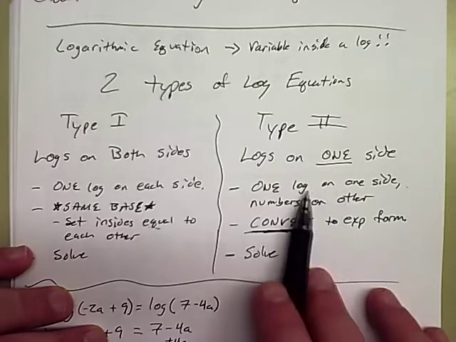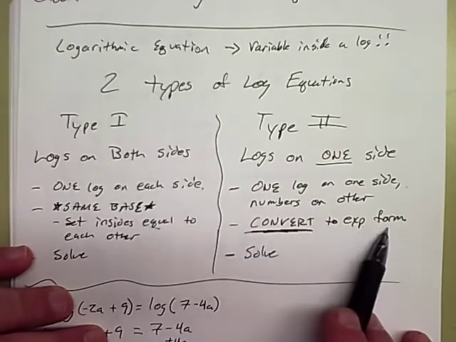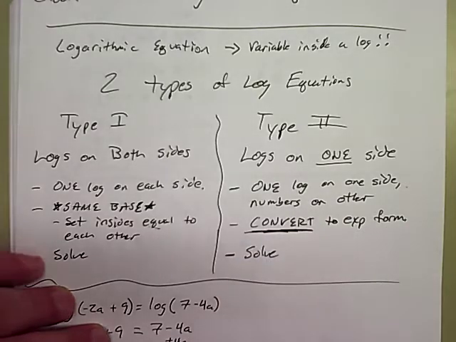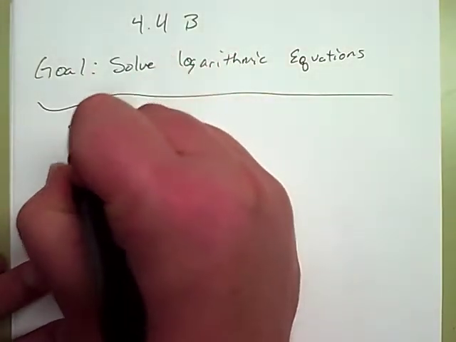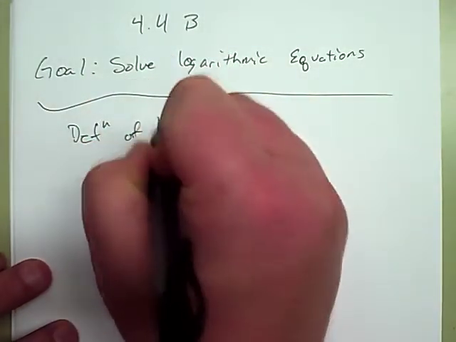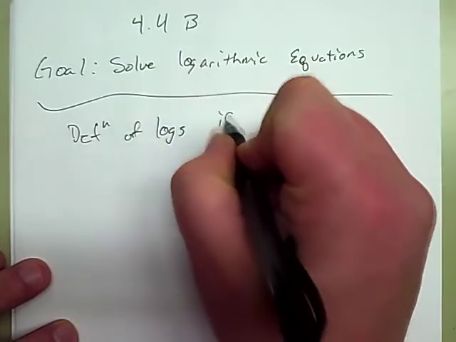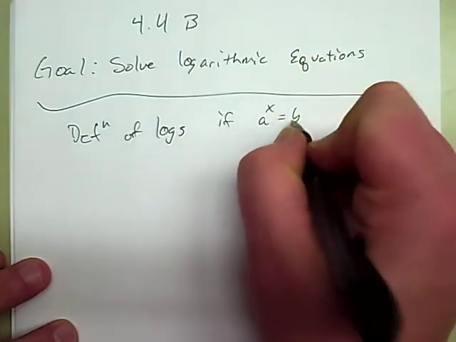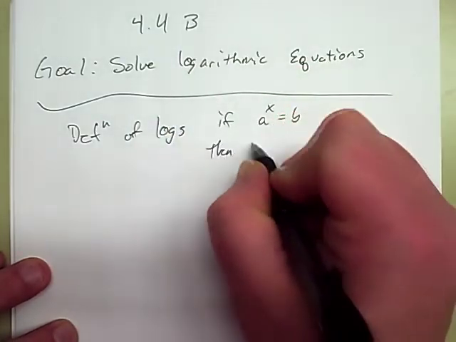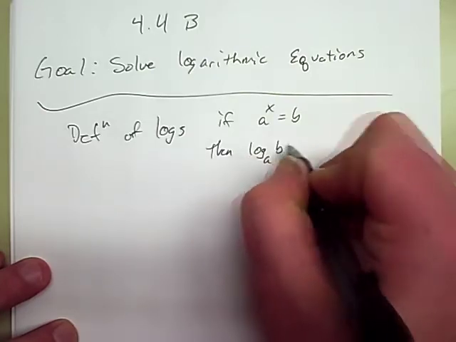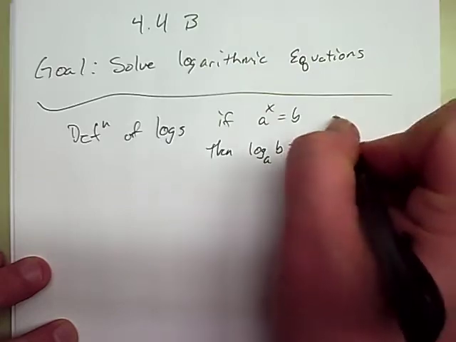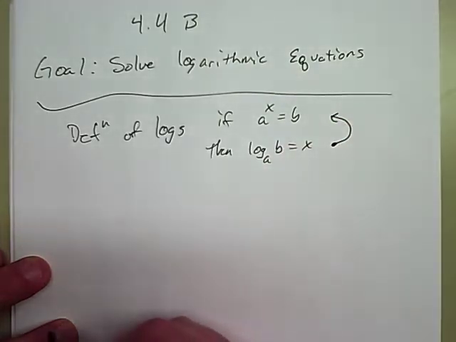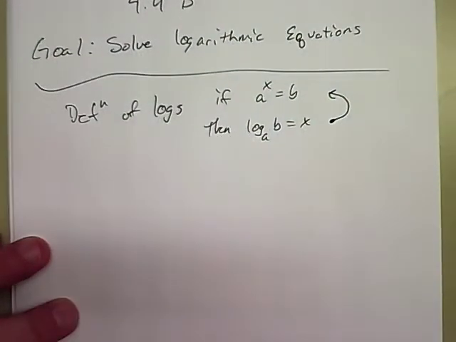And then once I get that logarithm by itself, I'm going to convert it to exponential form, and then I'm going to solve. So just to refresh our memory, the definition of logarithms says if a to the x equals b, then log base a of b equals x. We're going to be going from logarithmic to exponential form here, okay? Let's take a look at our first example.